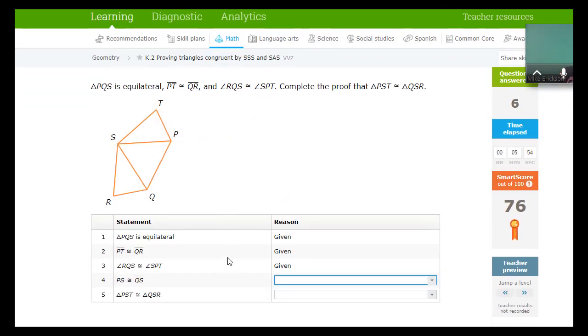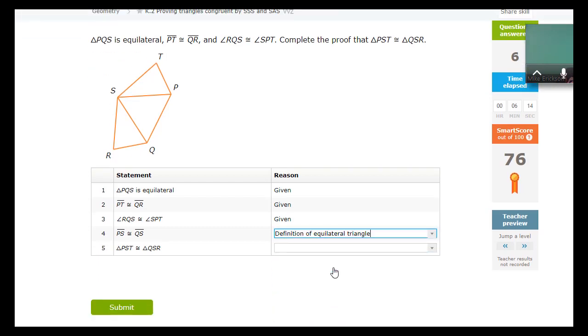Oh my gosh. Now I've got triangle PQS is equilateral. Definition of an equilateral triangle is that all the sides are the same. So PQ, PS, and SQ are all the same. And right here, if I see PS congruent to QS, that's probably going to come from the definition of an equilateral triangle right there. And if I have this side congruent to this side, do I have SR? What else do I have given to me? PT is congruent to QR. Ooh, there's a leg. PT and QR are legs. Those are equal. Oh, RQS, I have an angle. RQS is that angle right there. SPT is that angle right there.